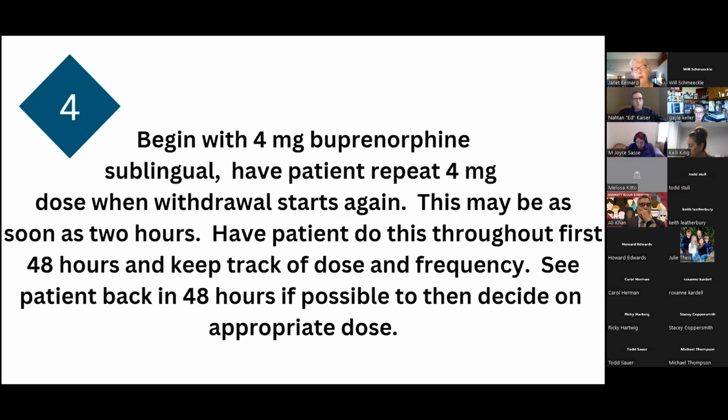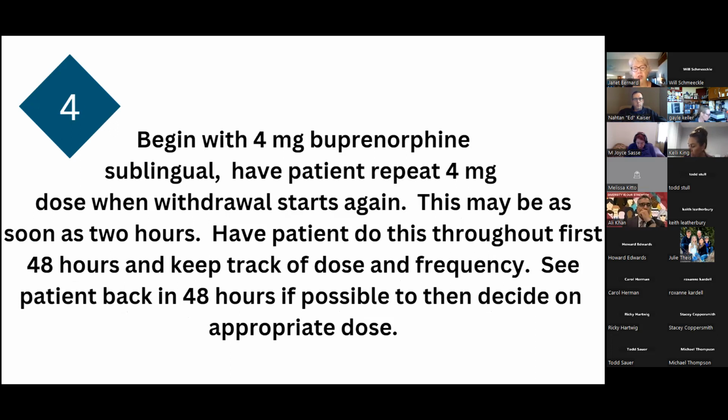Okay, so what my routine was, once we did our exam and figured all our stuff out, is that I would say, okay, you're going to take 4 milligrams of buprenorphine under the tongue. That's half of an 8 milligram pill, which is what I prescribe. When they started having withdrawal symptoms, I would have them take another 4 milligrams. This can be as soon as a couple of hours.